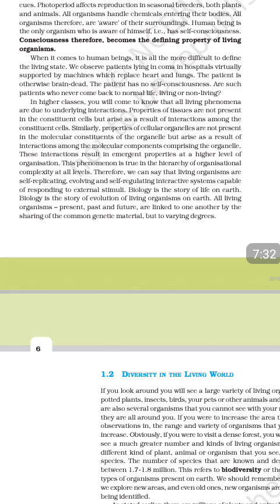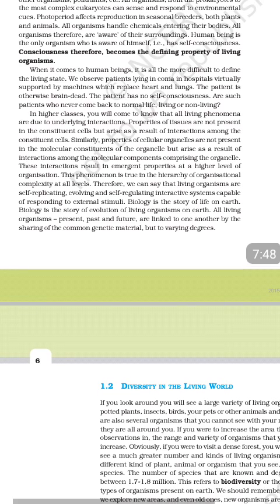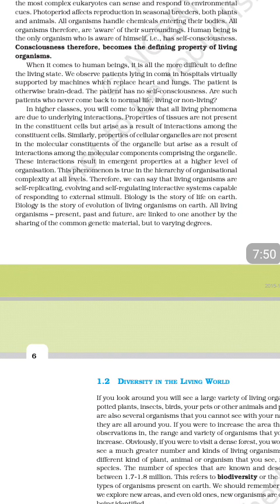Therefore, we can say that living organisms are self-replicating, evolving, and self-regulating interactive systems capable of responding to external stimuli. This is, in short, you have to remember these four to five lines. That is, we can say that living organisms are self-replicating, evolving, and self-regulating interactive systems capable of responding to external stimuli.